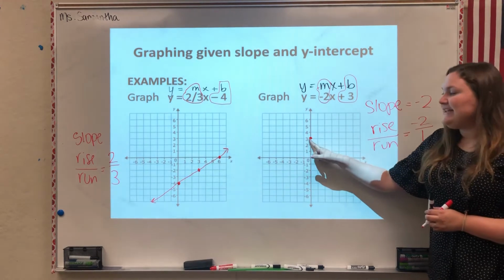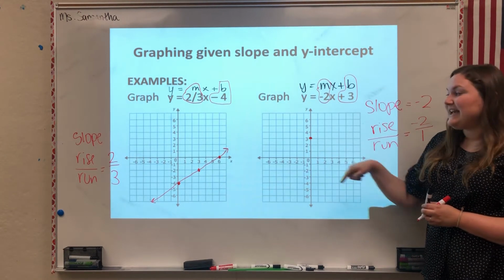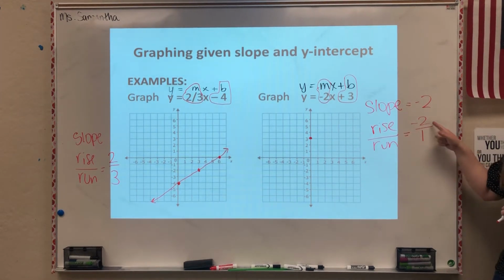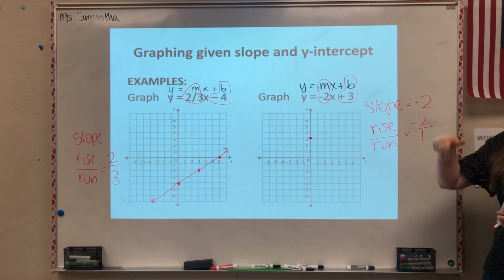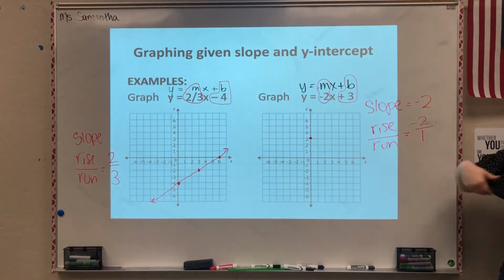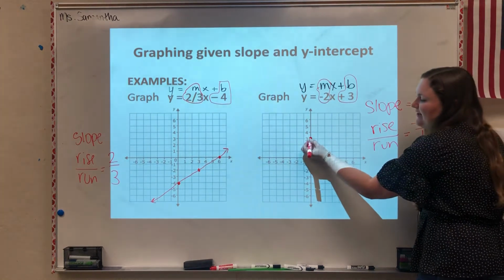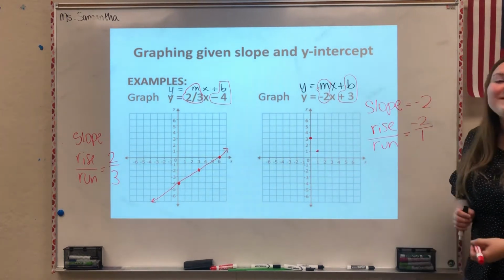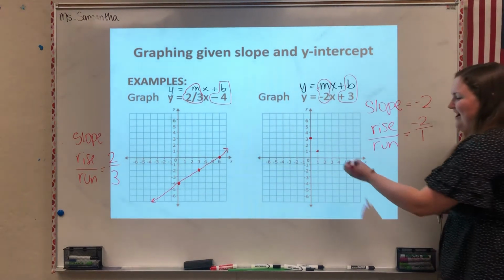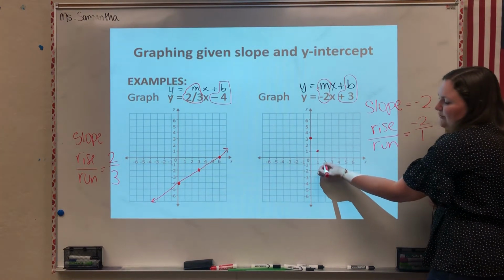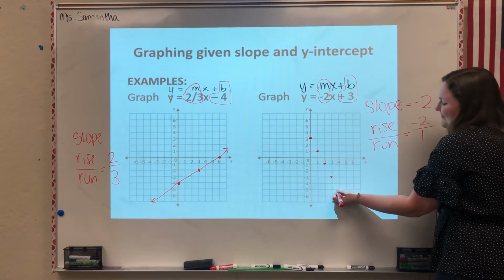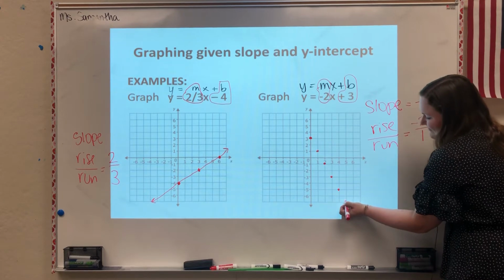If I start here, how am I going to get to the next point on the graph using this information? Well, my rise is negative 2. Negative means we need to go down. My run is 1, so I need to go over. I'm going to start here and go down 2 over 1. And we can keep doing this again and again until we fill up that graph. I can go down 2 over 1, down 2 over 1, down 2 over 1, down 2 over 1.